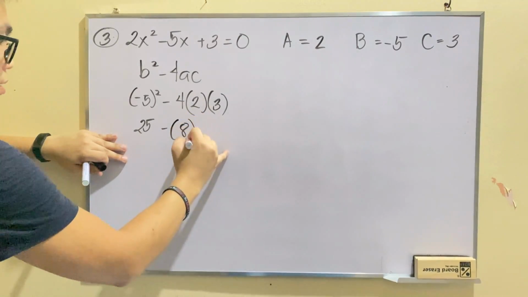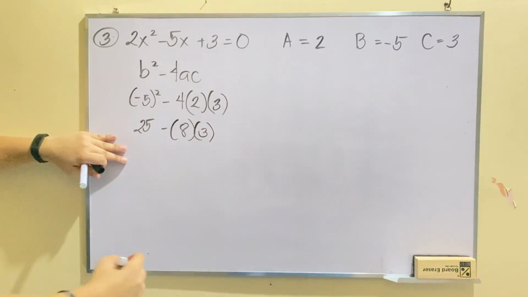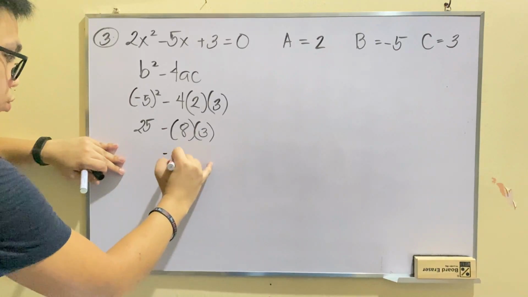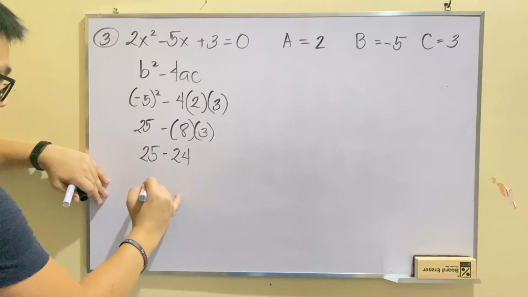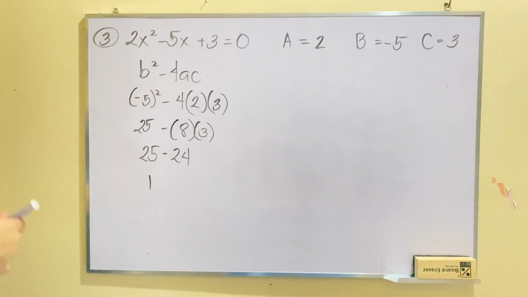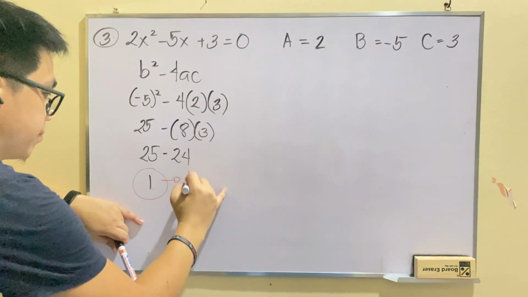Sige, sulat natin. Times 3. 8 times 3 is 24. So, 25 minus 24 is 1. So, ito yung ating discriminant.